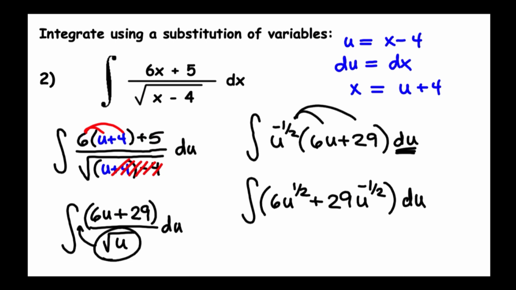All right, now I'm ready to integrate. Now I can do it. Up by a power, that's going to be u to the 3 halves times 2/3. 2/3 of 6, that's 4. This is going to go up by a power as well. That'll be u to the positive 1 half. Divide by a half, that's times 2. 29 times 2 is 58. All right, so I have that so far, plus c.